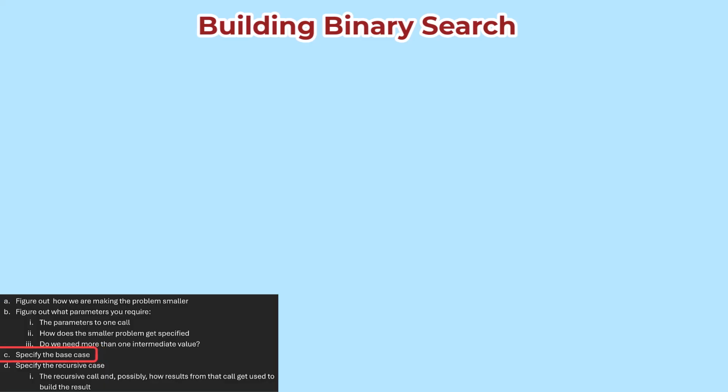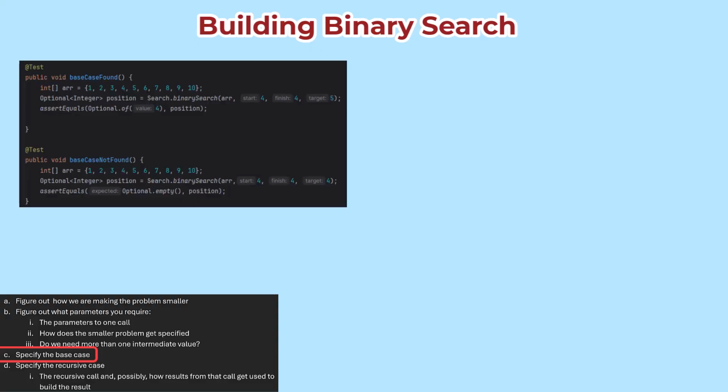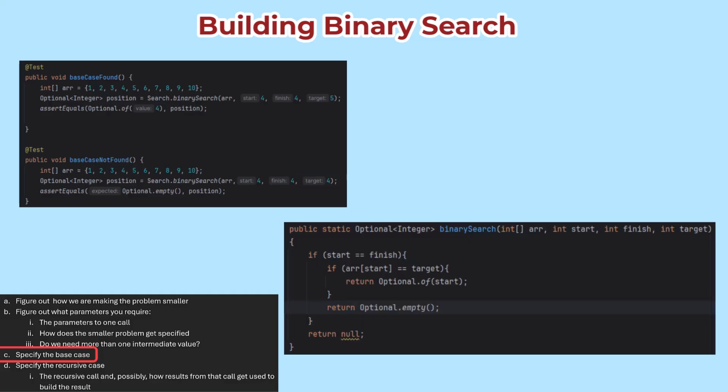Let's start building the code with the base cases. I really like test-driven development and building a little bit at a time, so these two tests capture the two possibilities of our base case. In both, the start and finish indices tell us that we're looking at a subarray of length 1. In this one, the target is the value in that position, and in this one, the target is something else. I can make these two tests pass with this code.